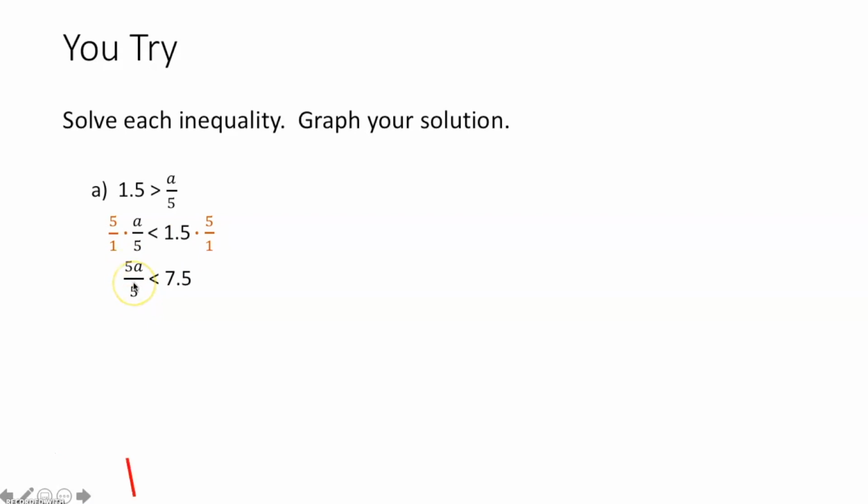Now you see that these cancel each other out, and you get a is less than 7.5. Now when you graph it, again, say it in words. It's going to help you decide which way to shade. A is less than 7.5.